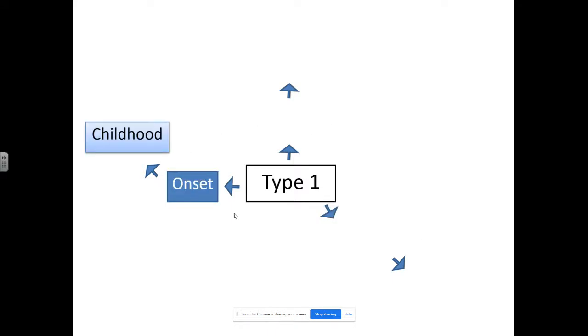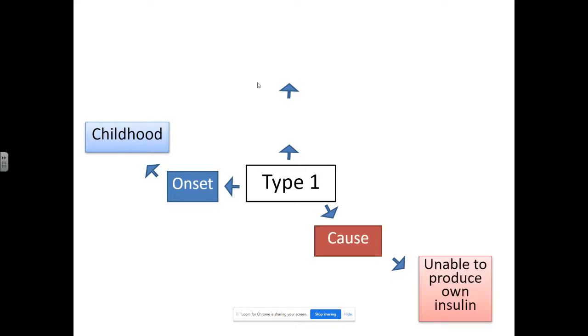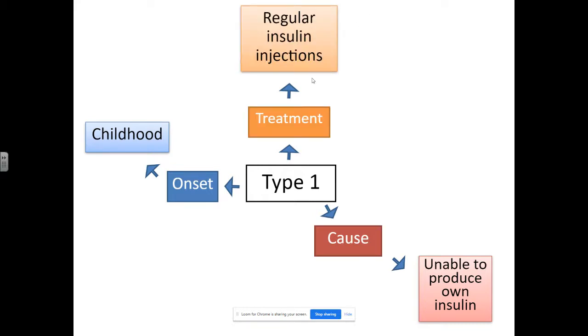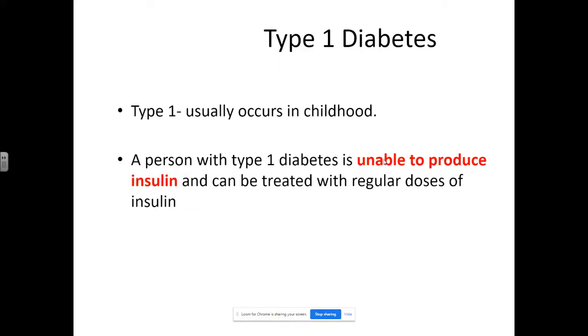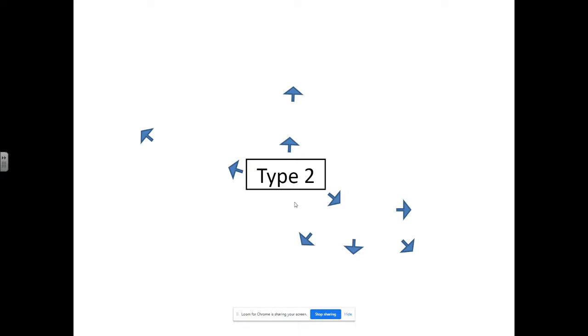So the onset of type 1 diabetes. So type 1 diabetes tends to occur in childhood. A person with type 1 diabetes is unable to produce insulin and can be treated with regular doses of insulin. So what I've just read out is the SQ you need to know, and you can see it perfectly matches this mind map because I made this. So type 1 diabetes, just to summarize it so you can get fuller notes, a person with type 1 is unable to produce insulin and can be treated with regular doses.